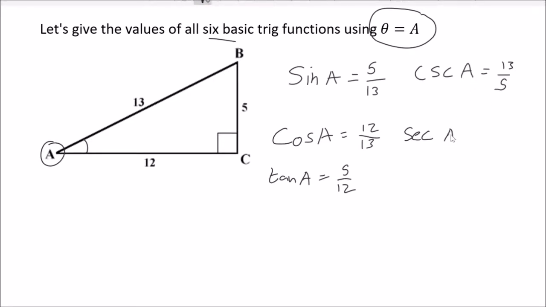Secant of A is the flipped version of cosine, so that's 13 over 12. And then tangent is associated with cotangent. And so again, flipped version, that's 12 over 5. All right, so nothing too groundbreaking yet. We haven't really done anything new. That's really just review to make sure we're in the right mindset going forward here today.